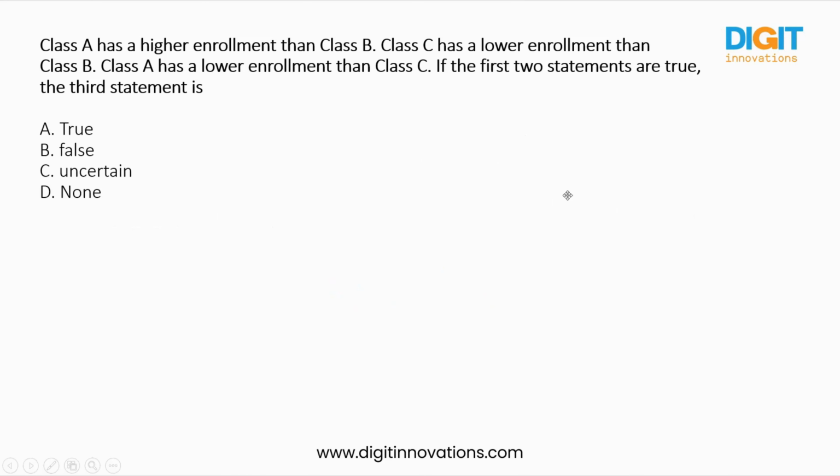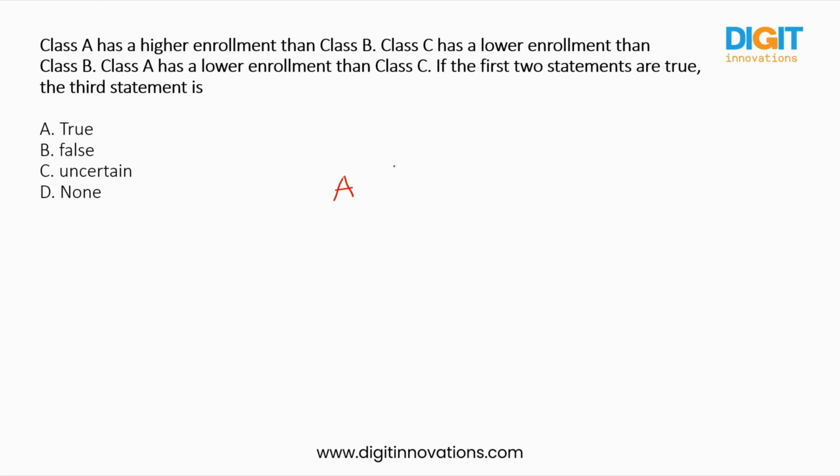First one: class A has higher enrollment than class B. Class C has lower enrollment than class B. Class A has lower enrollment than class C. If the first two statements are true, the third statement is. So here, a total of three statements are given to me. First one, class A has higher enrollment.